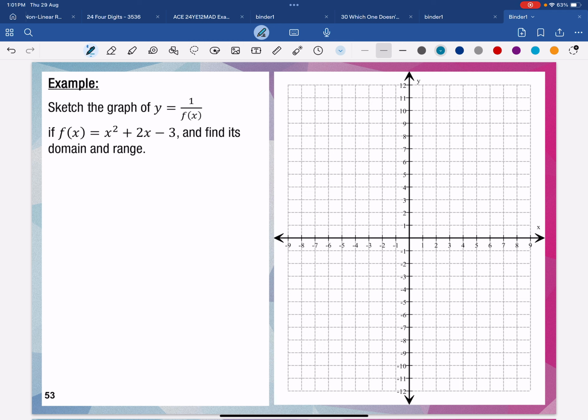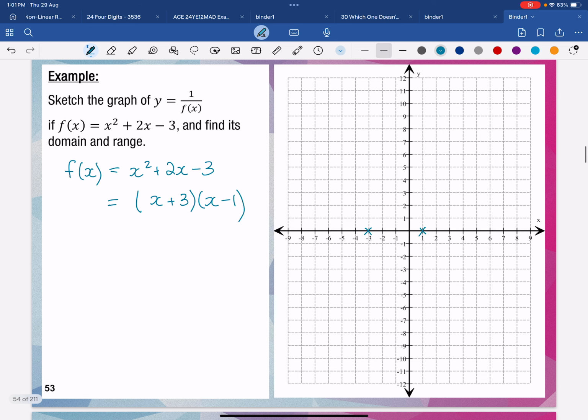However, all sorts of crazy things are going to happen. This particular parabola will have x-intercepts, which means it will have some asymptotes. So if we have a look at f of x first, because I want to sketch both, we've got x squared plus 2x minus 3, and I can factorise that as x plus 3, x minus 1, and that tells me that I've got an x-intercept at -3 and an x-intercept at +1.